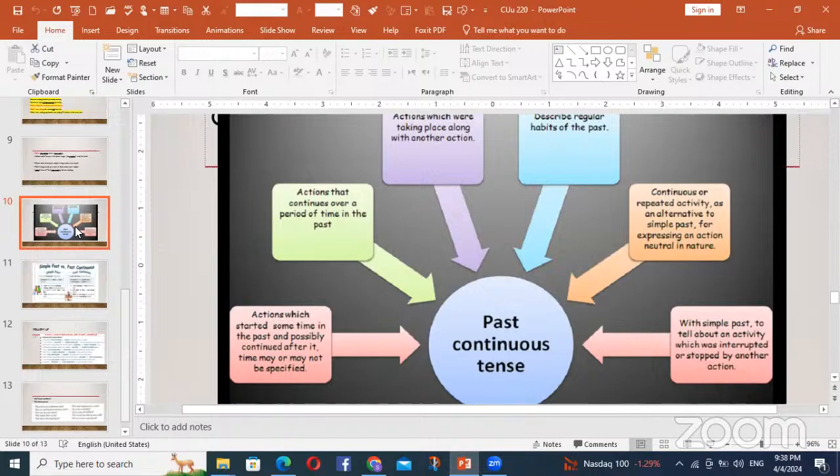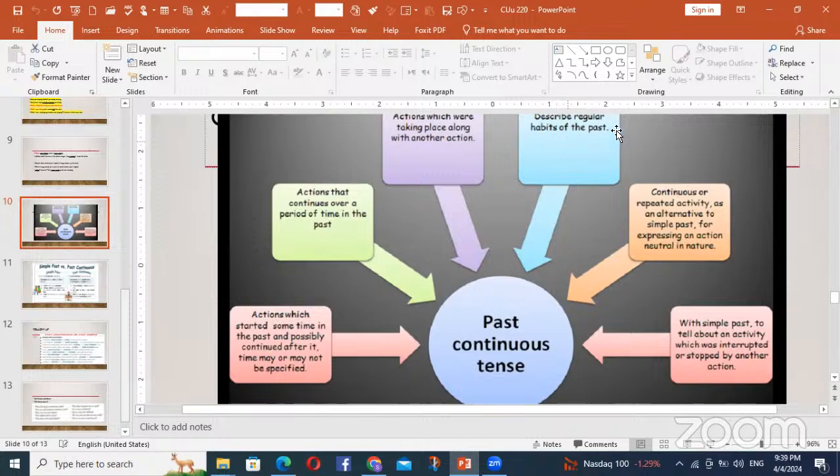As I told you, I use it in order to show the duration of action. Actually, we have here a lot of ideas for when I use the past continuous. Number one, actions which started sometime in the past and possibly continued after it. Time may or may not be specified. That is, we have a long action that takes time in the past. Actions that continue over a period of time in the past. Actions which were taking place along with another action, which is the past simple.